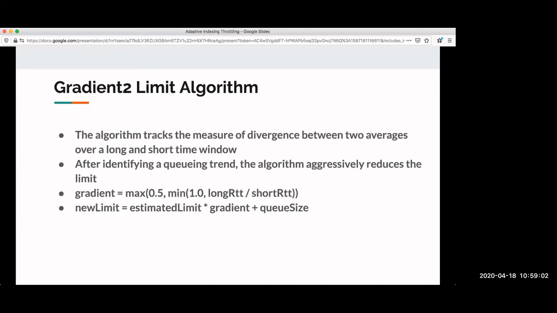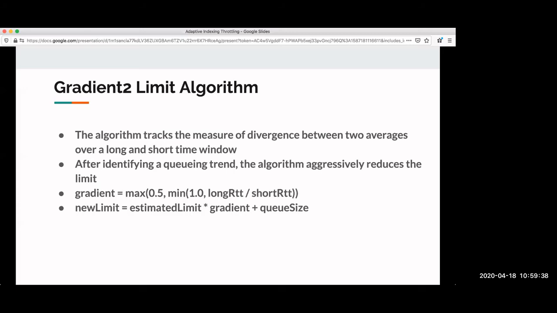Now we'll talk about the other one: gradient to limit. How this works is, it takes two time windows, one small time window and one large, or long, time window. Suppose in the small time window we are looking at 5 previous response time samples, and in the long time window we are looking at 50 response time samples. It will create an average out of each. So in the last 5 samples, what was the response time? In the last 50 samples, what was the response time?